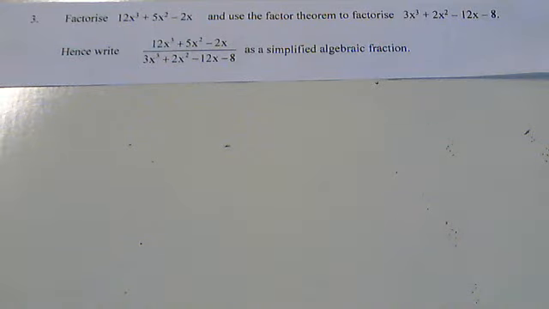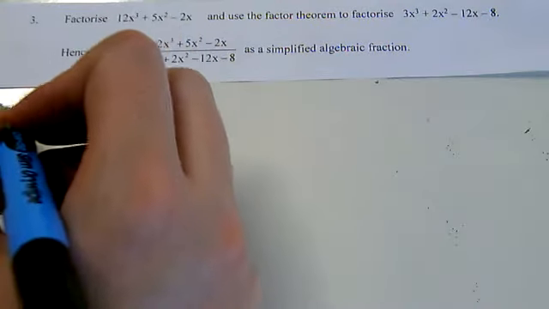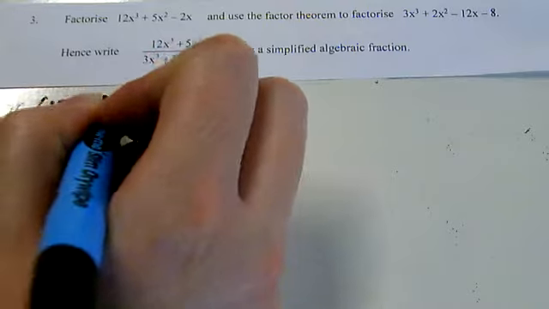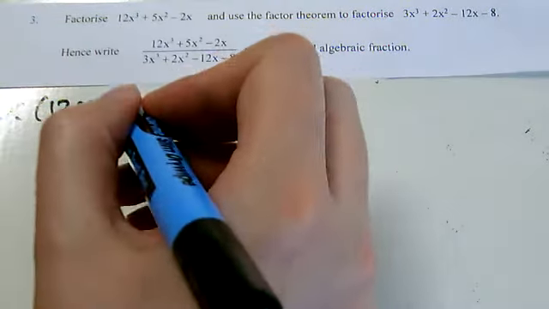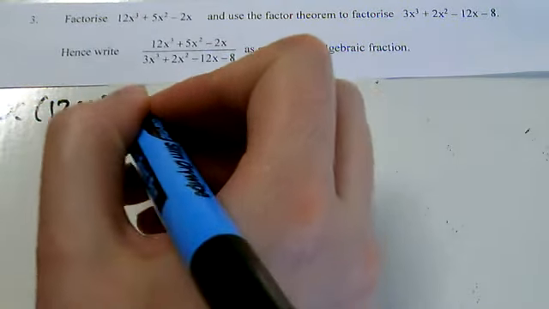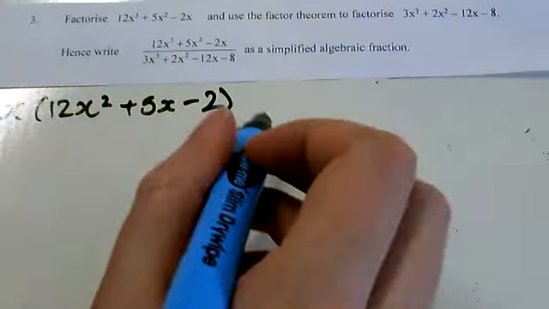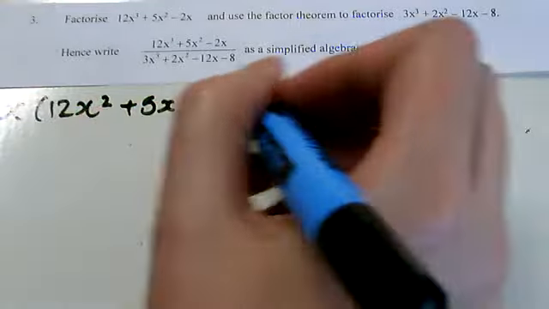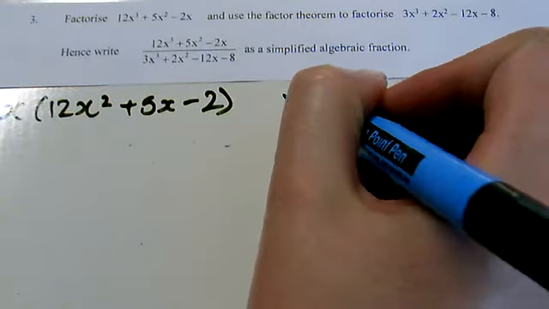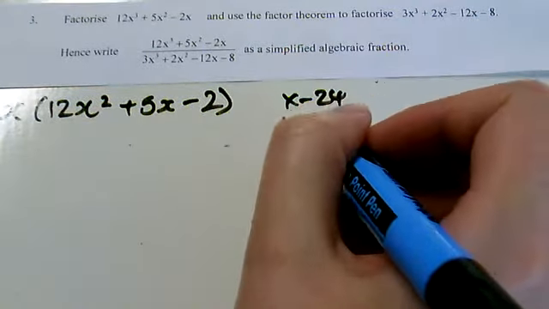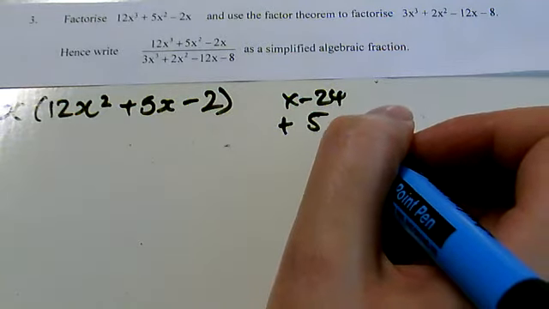Okay, starting off factorising this cubic then, there's a factor of x that comes out. So I'm going to take it out now, and that leaves 12x squared plus 5x minus 2. So in terms of factorising what's left, I'm looking for two things that times to make a times c, so times to make minus 24 and add to make 5.